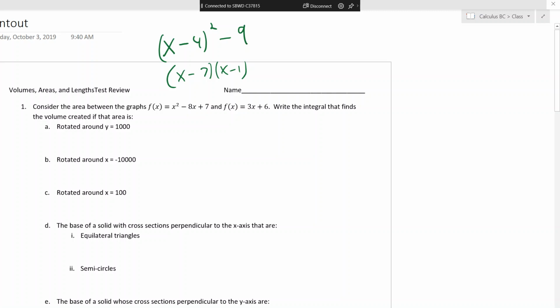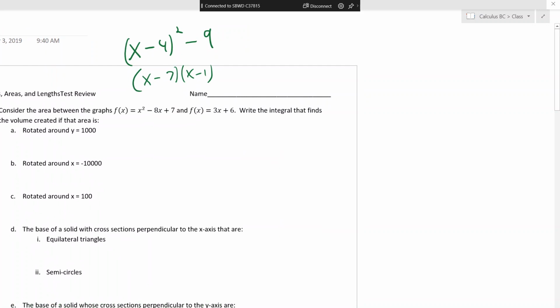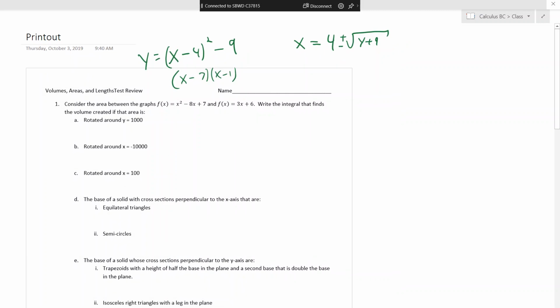And solving that, just so we have what x equals, you add 9, so that's the square root of y plus 9, plus or minus, and you add a 4 in there. Easy enough? Okay. And we got this line. You guys can tell me where they intersect, but we've got this parabola coming down like this.